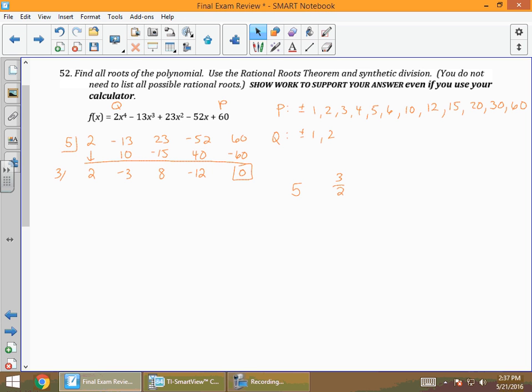So now I'm going to do 3 over 2. It's going to be the next one. Better get a remainder of 0 again. So 2 drops down. 3 halves times 2 is 3. Negative 3 plus 3 is 0. 3 halves times 0 is 0. It's 8. 3 halves times 8 is 12. Remainder of 0. So it was x to the 4th. When I divide the first time, it makes it x to the 3rd. I divide a second time, it makes it x squared. So this is 2x squared plus 0x plus 8 has to equal 0.